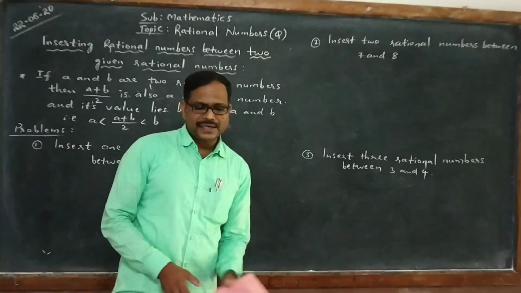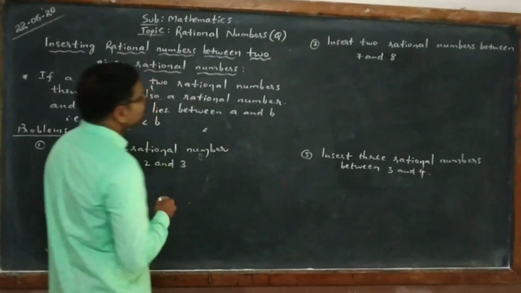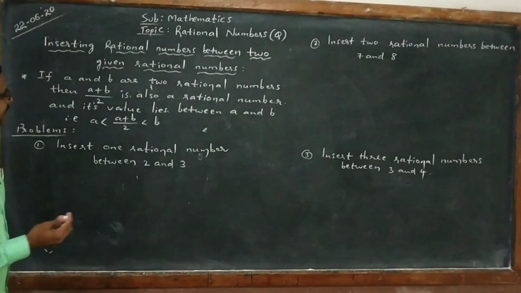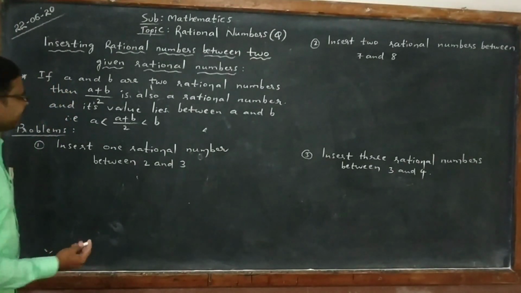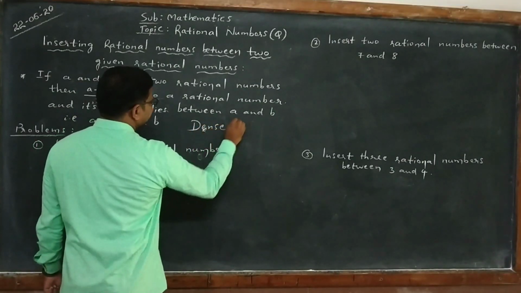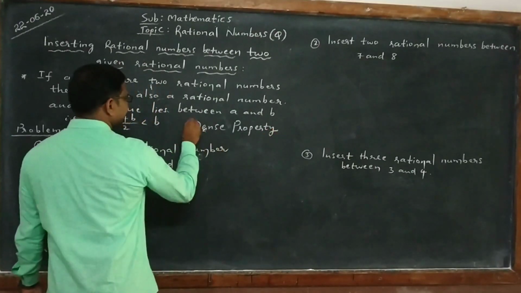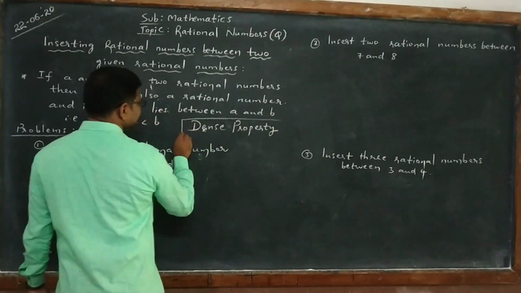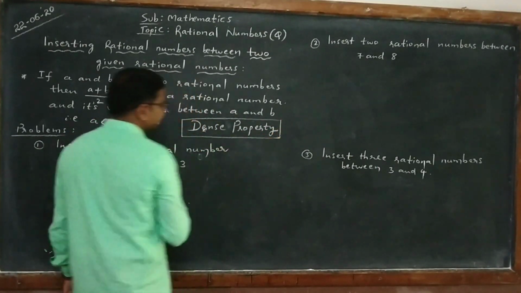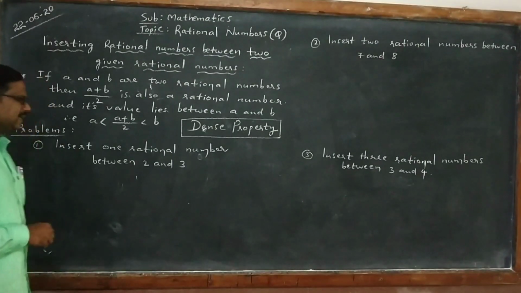So that property is called dense property. Between two rational numbers, there exist infinite rational numbers. That is called dense property. Dense property. Remember this. There exist infinite rational numbers between two given rational numbers.